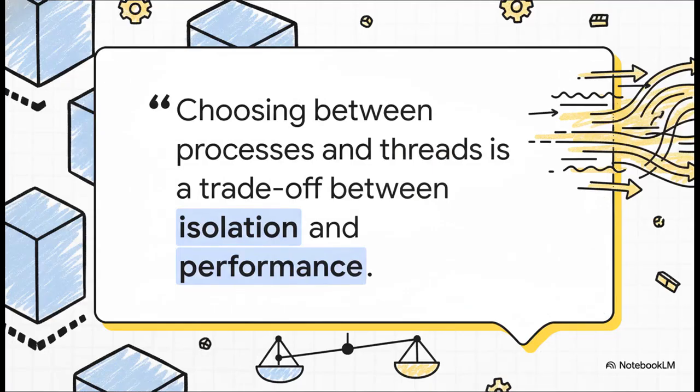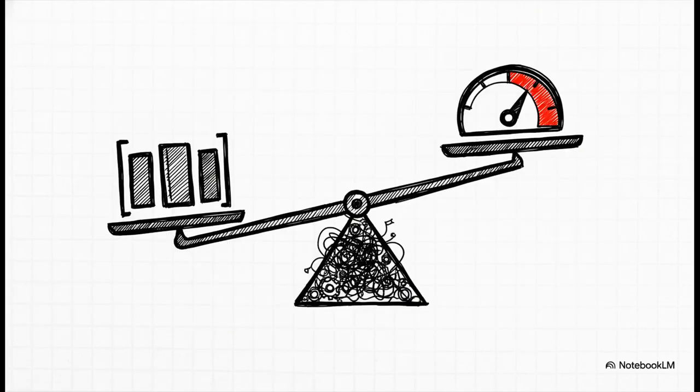So at the end of the day, this is the choice that engineers are making all the time. Do we go for the bulletproof safety and robustness of separate processes, or do we go for the raw speed and efficiency of shared memory threads? It's all about picking the right tool for the job. And really, that's what this is all about. Building amazing, complex systems isn't about just picking the fastest thing or the safest thing. It's a balancing act. You're constantly juggling isolation, performance, and just how complex you're willing to make your design.